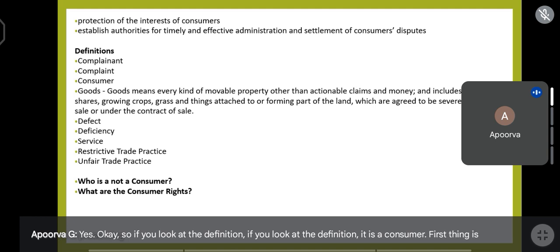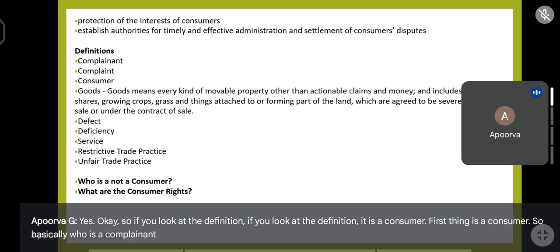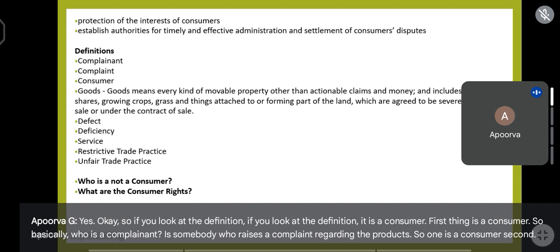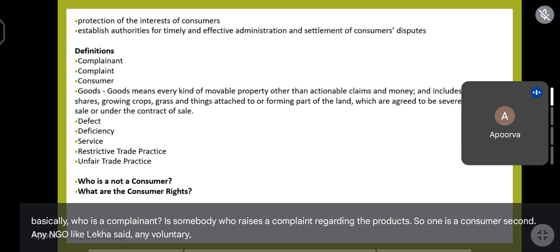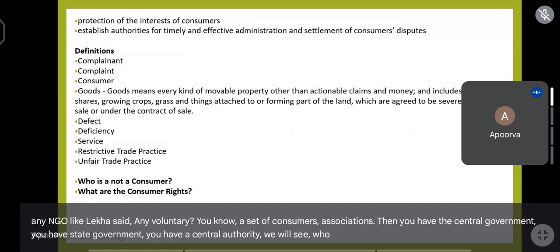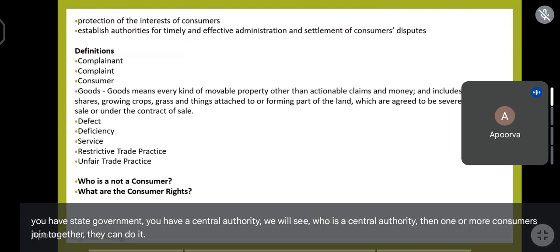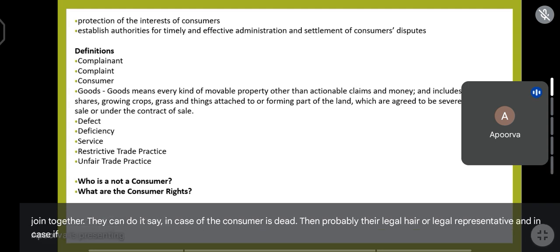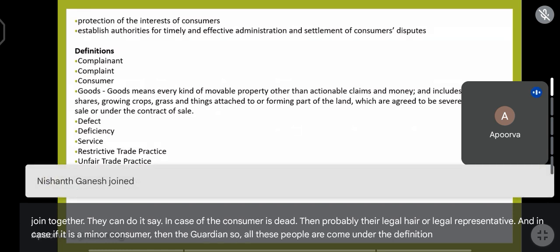First thing is a consumer. So basically, a complainant is somebody who raises a complaint regarding the products. So one is a consumer. Second, any NGO, like Lekha said, any voluntary set of consumer associations. Then you have the central government, you have state government, you have a central authority. We will see who is a central authority. Then one or more consumers can join together. In case the consumer is dead, then their legal heir or legal representative. And in case it is a minor consumer, then the guardian. So all these people come under the definition of a complainant.